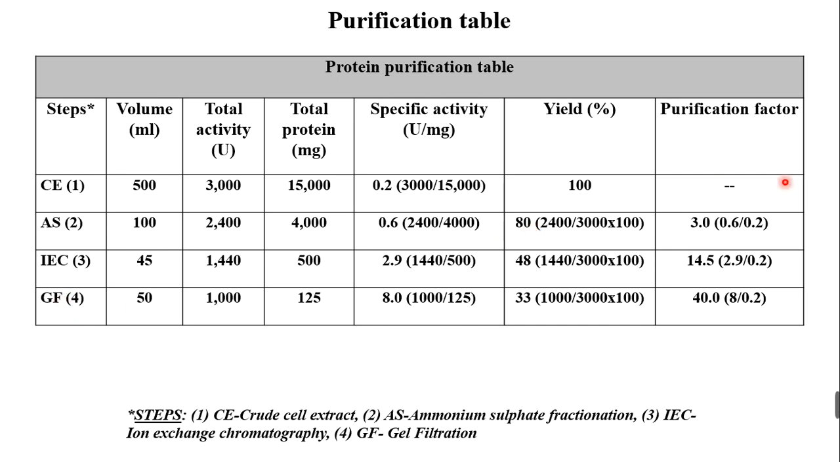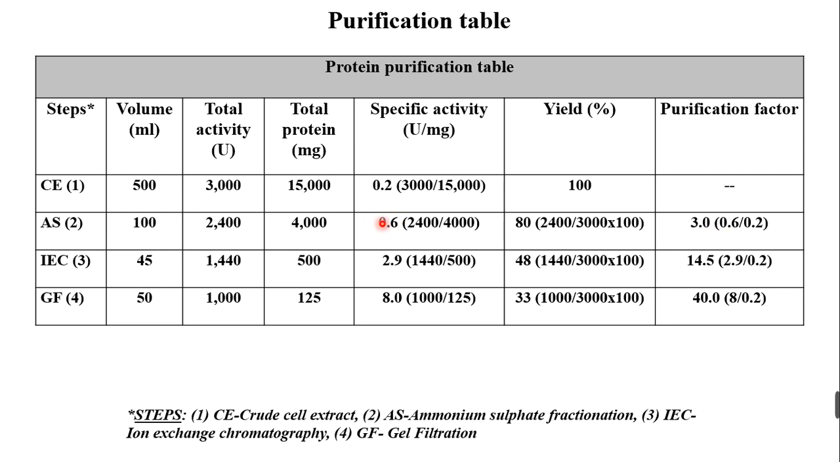And maybe the next is the calculation of purification factor. For the yield percentage you have to calculate only the total activity, and for the purification factor you have to consider the specific activity, that is, units divided by milligrams. You can see here for the first step of ammonium sulfate precipitation, the specific activity you are getting is 0.6.